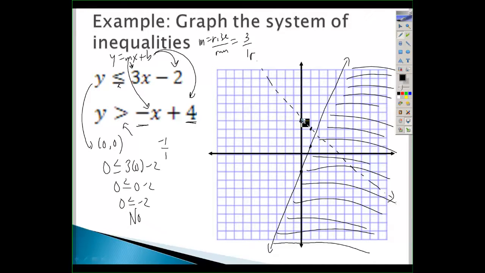I need to pick a point to see which side the solutions are on. So once again, 0, 0 is not on the graph, so I can plug that in and see if it's a solution. So now I'm going to go ahead and plug 0, 0 in for the second and see if it is a solution for the second equation.